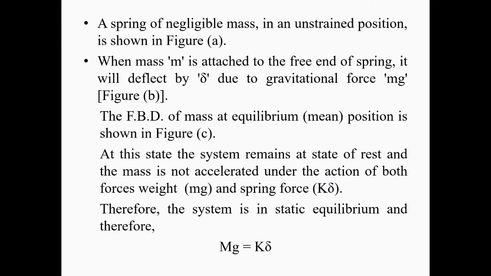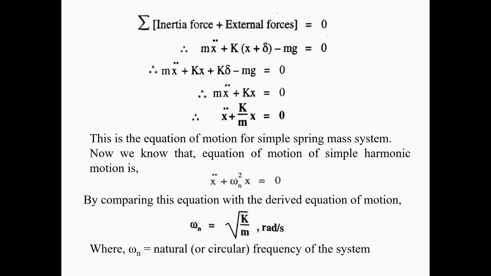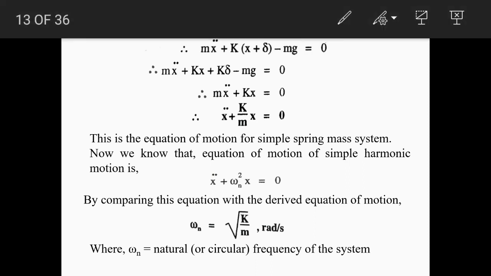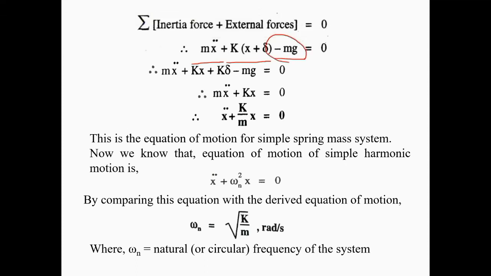This part we have already discussed. Here the force convention is chosen as downward negative and upward positive. The upward forces are the inertia force m x double dot and the spring force k into (x plus delta). They are considered positive, while the weight mg is considered negative. So we can write m x double dot plus k into (x plus delta) minus mg is equal to 0.